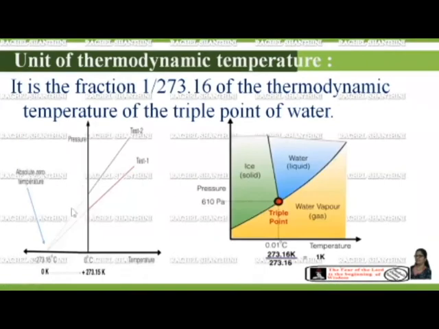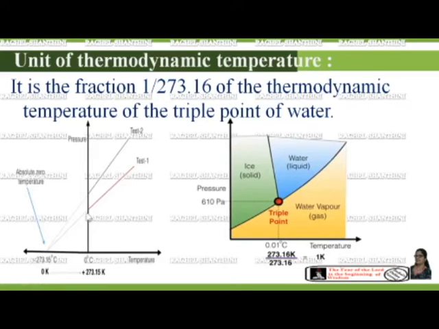Let us see what is absolute zero temperature and the triple point of water. Here we have taken two test elements, gas 1 and gas 2. This graph represents the variation between temperature and pressure for these two gases. Here you could see the curve for the first gas and the second gas.